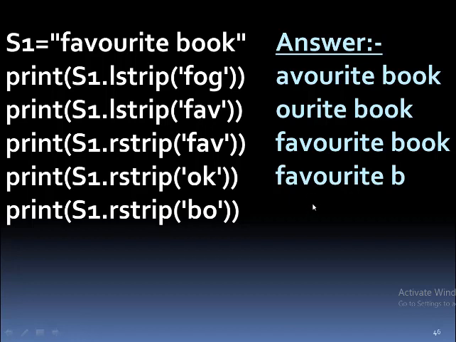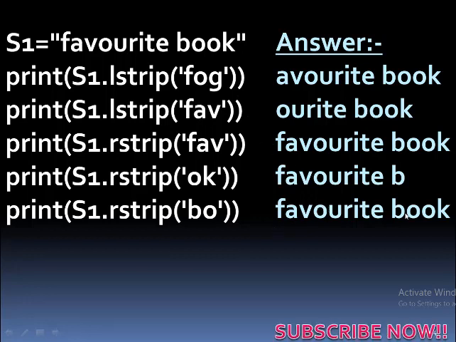OK on the right hand side, OK or KO or O and K on the rightmost side will be removed, so OK is here, so it is removed. BO on the rightmost side, no BO. If you are comparing only with O, then it should be on the right hand side, that is the rightmost side. So this is the final answer, that is favorite book. Nothing will be removed from this part.